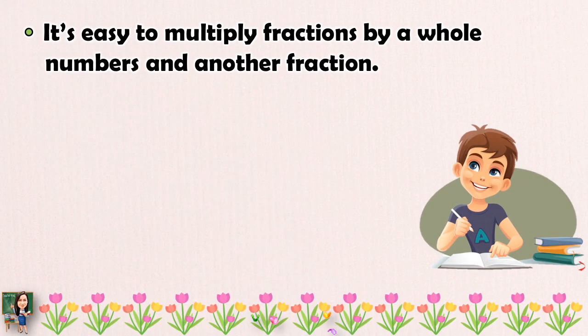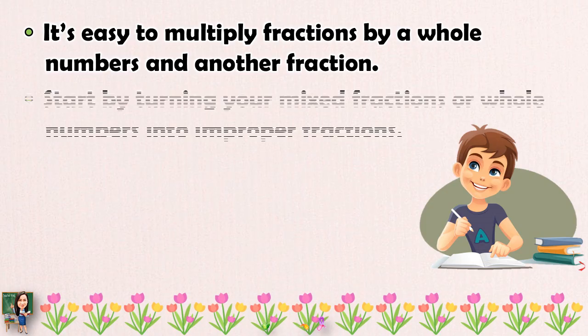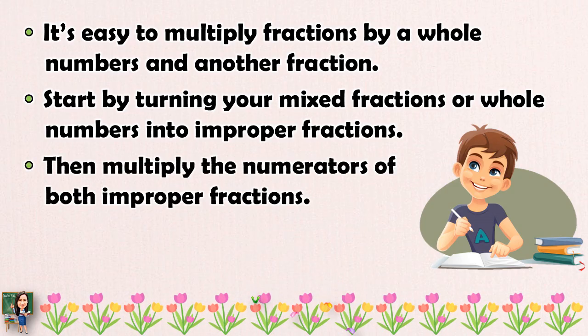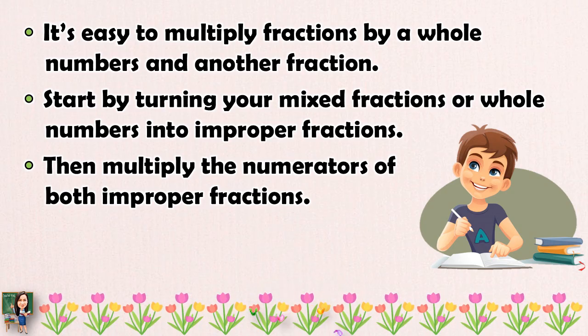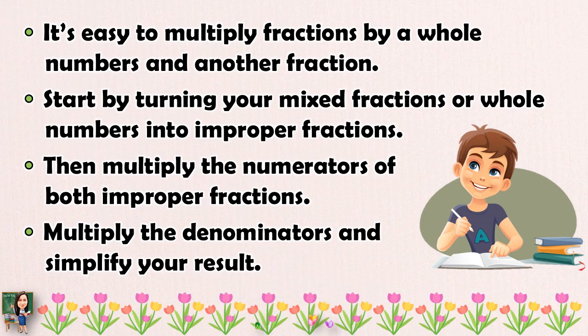It is easy to multiply fractions by a whole number and another fraction. Start by turning your mixed fractions or whole numbers into improper fractions. Then multiply the numerators of both improper fractions. Multiply the denominators and simplify your result.